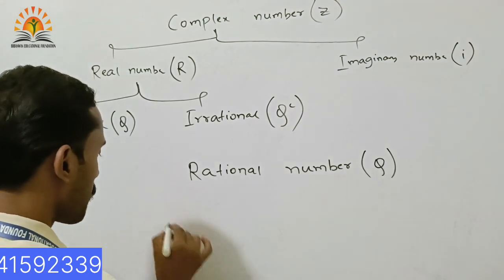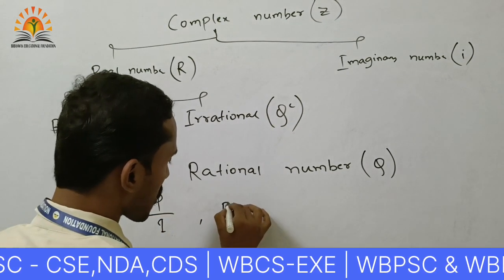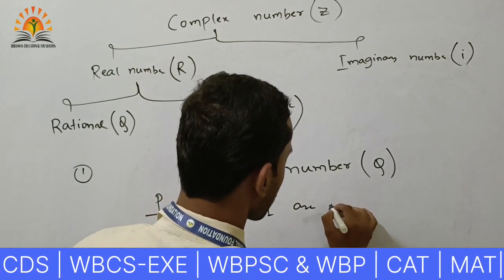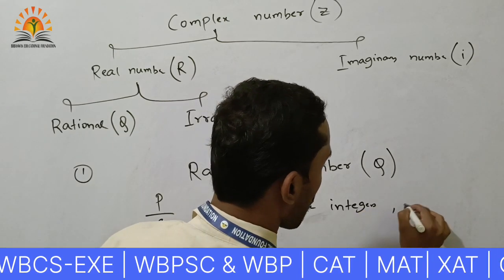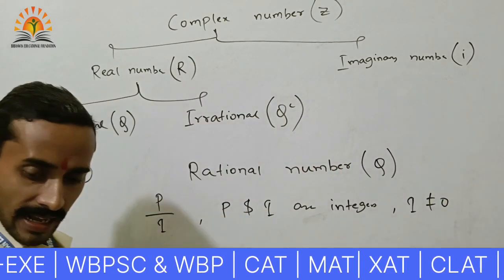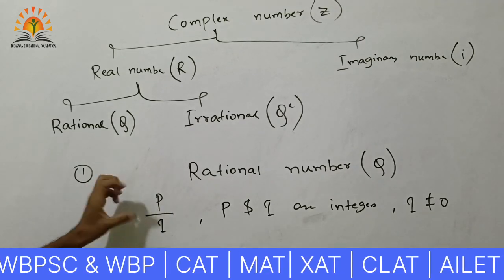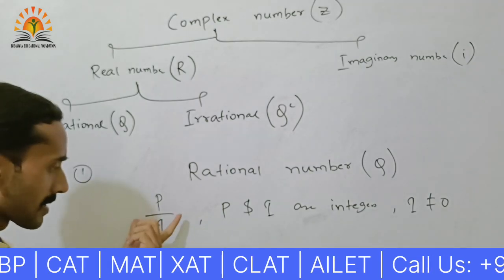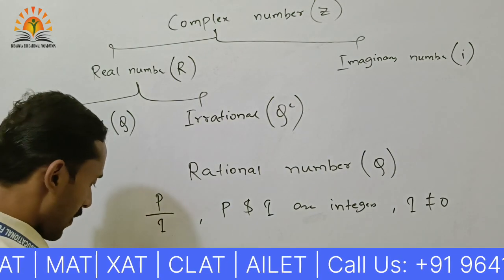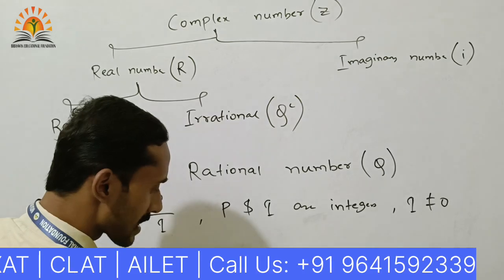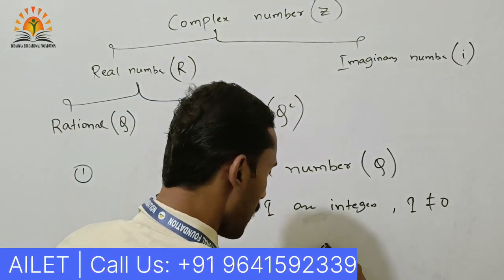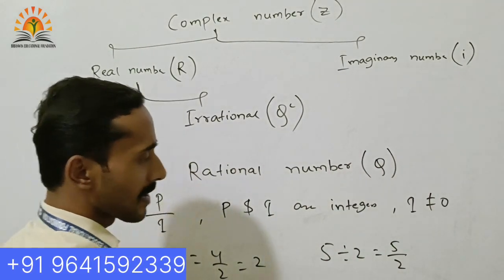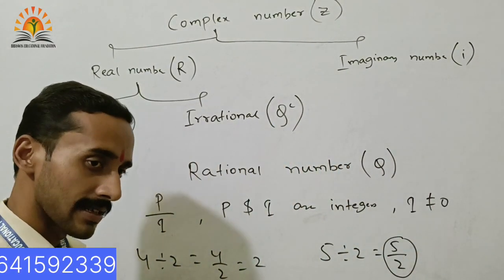A number of the form P by Q, where P and Q are integers and Q is not equal to 0. But what is the meaning of this P by Q? Since in competitive examinations, the main thing is the conceptual part. If you say 4 divided by 2, it means 4 by 2. It simply gives 2. But if you say 5 divided by 2, it means 5 by 2, and it does not give a particular result. So this number is considered a rational number.